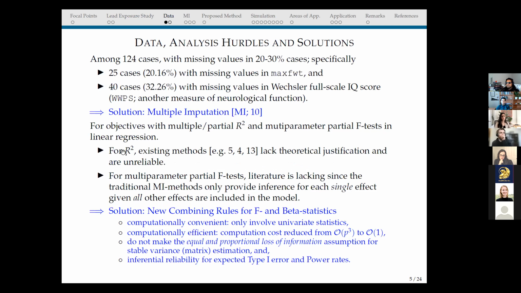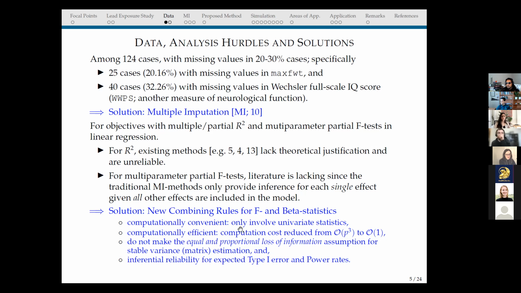There are existing methods to get a combined R-square when I have imputed the data multiple times. But all those methods either lack theoretical justification or are statistically unreliable. But those are the existing methods. So the existing methods that we have to estimate R-square are documented to be unreliable, which means we really don't have an answer. So I will propose a solution under my new combining rule.